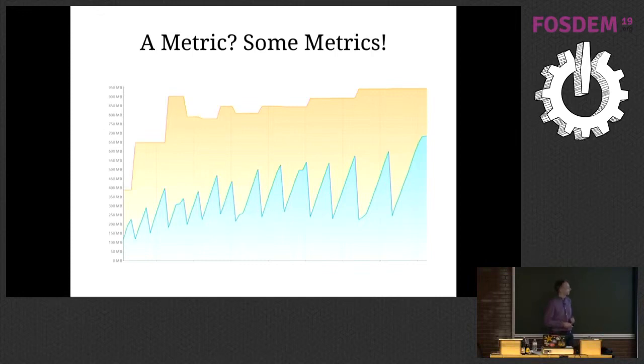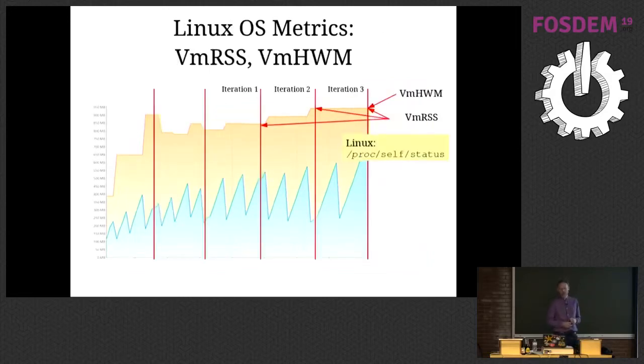So what kind of metrics can I extract here? What I implemented is using the things that the operating system gives us via /proc/self/status. There are two things of interest here. This is the resident set size, and there is also the high watermark, which is the highest level of the resident set size a process had in its run. So these are two nice metrics.